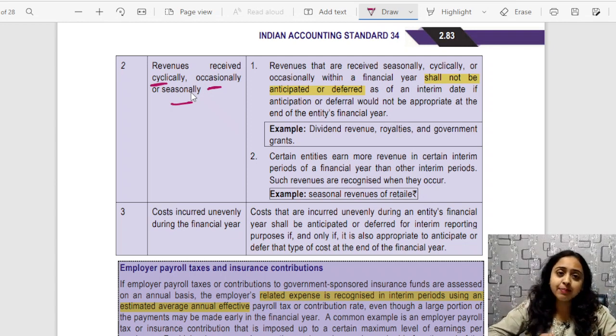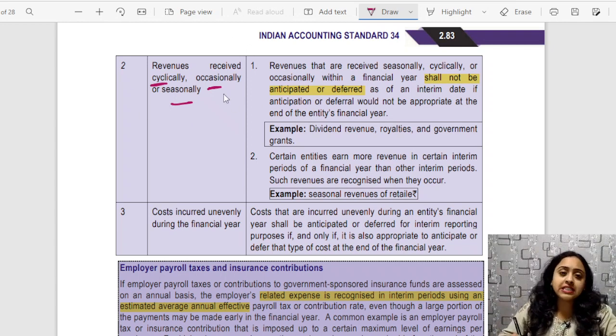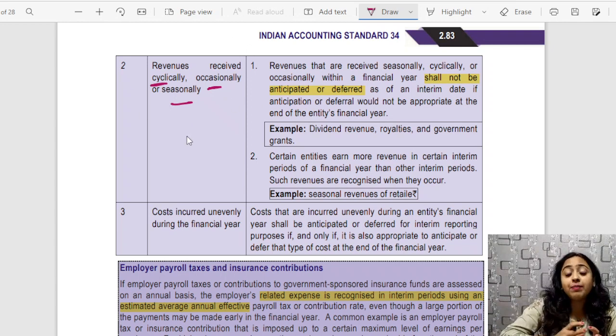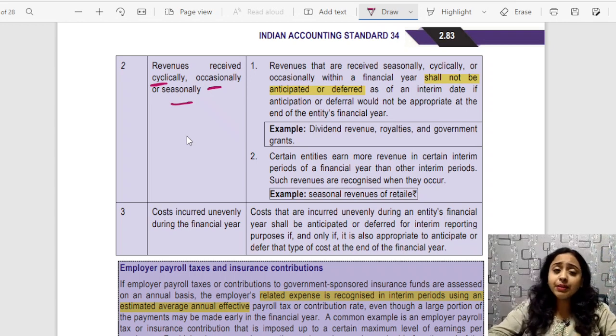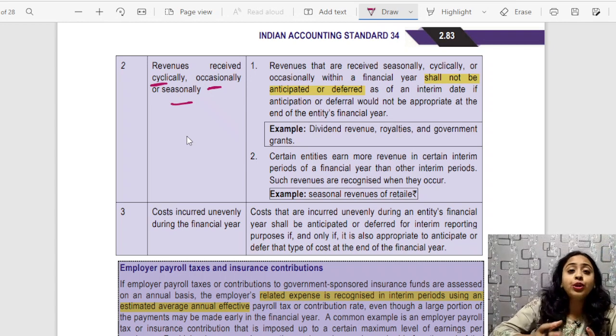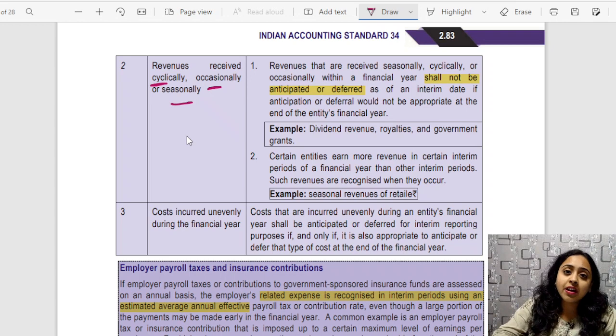Okay, it happens seasonally. So how to record it in the interim financial statement? For a particular business, quarter 1 might have exclusively high sales, whereas quarters 2 and 3 will have very little sales. So how to record it? Should we record it on an SLM basis equally, or should we record it as and when it occurs?